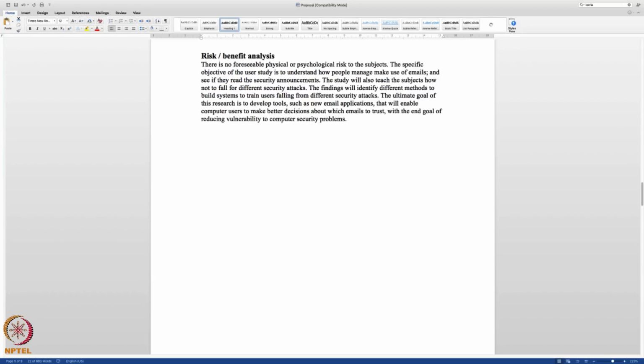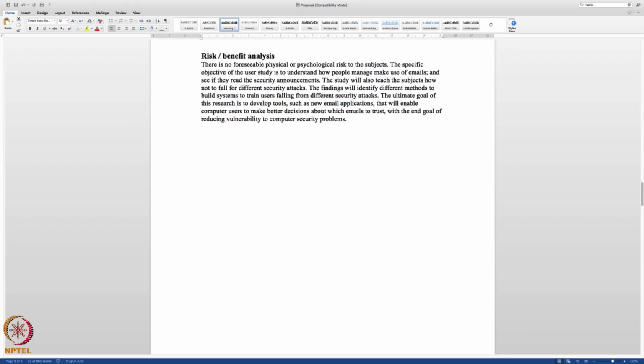Then we describe what kind of risks there are for these kinds of studies. When I show you the application, you will see that there are broadly three kinds of studies: minimal risk, medium risk, and very high risk. The majority of the studies that we do in this topic, like security and computer science, are going to be mostly minimal risk. There is no foreseeable physical or psychological risk to the subjects.